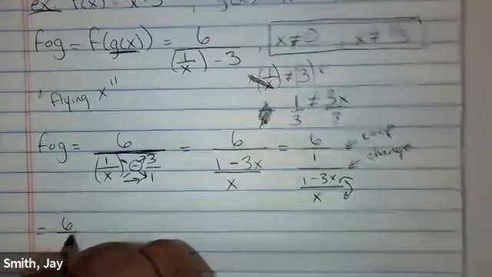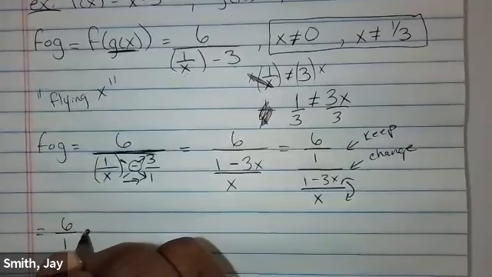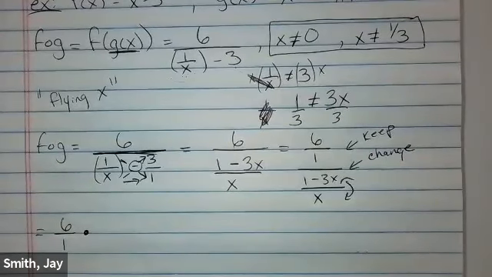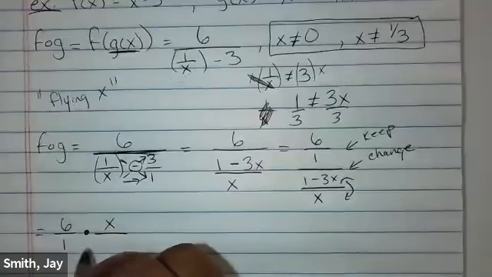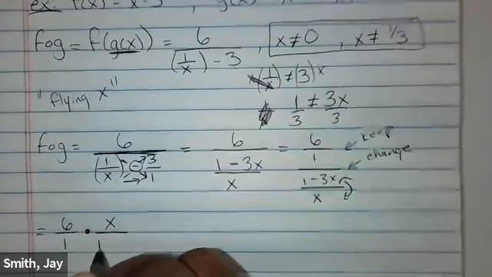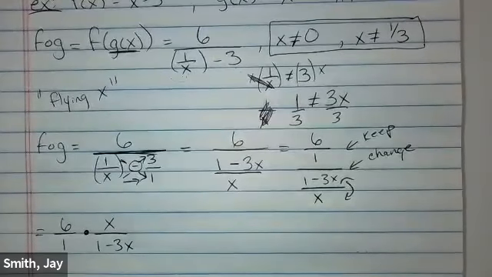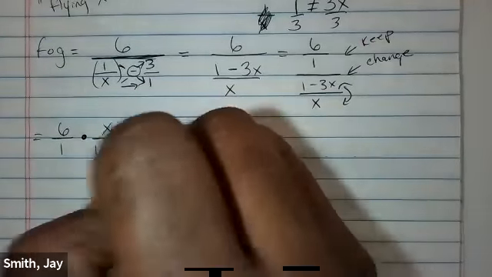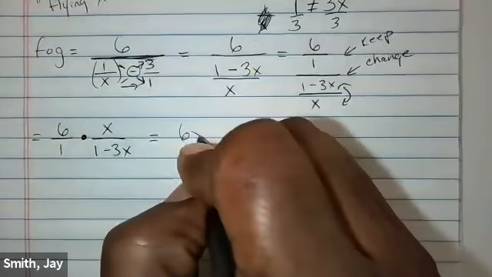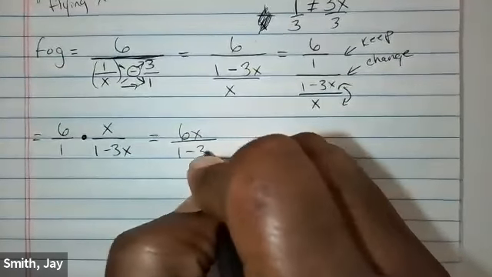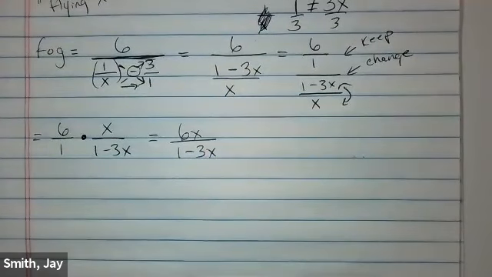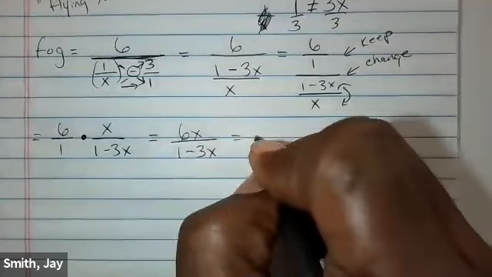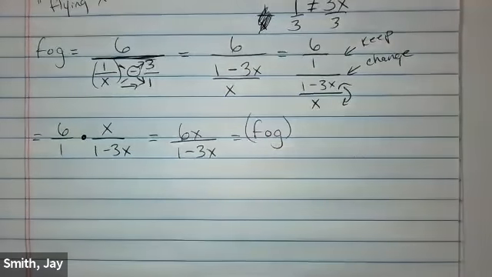So we're going to keep the top fraction the same, 6 over 1, change division to multiplication, and then flip the bottom fraction. So what was (1 minus 3x) over x is now x over (1 minus 3x). Now all we have to do is multiply the top and the bottom. So 6 times x is 6x. 1 times anything is the anything, so 1 times (1 minus 3x) will be 1 minus 3x. And this is f composed with g.